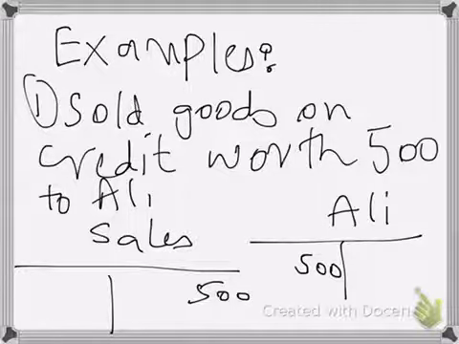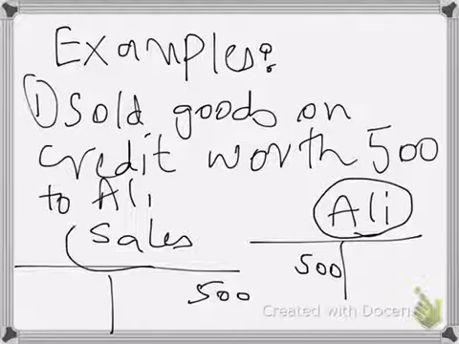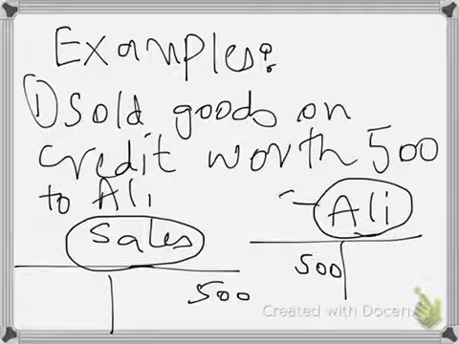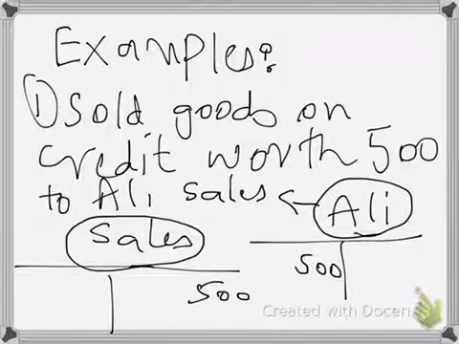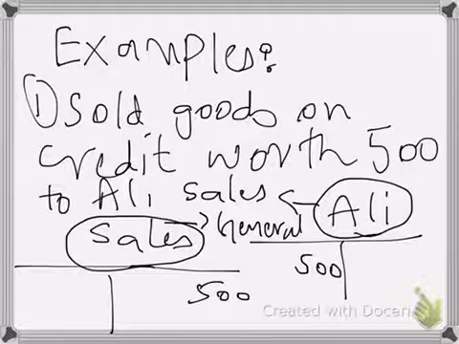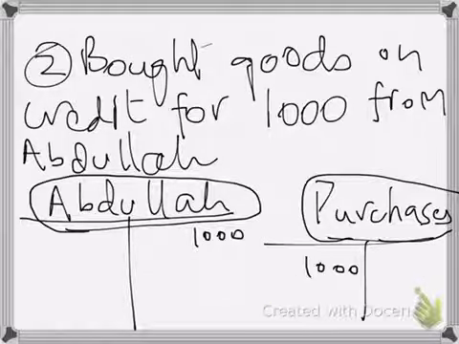Now Ali's T account, since Ali is basically a customer for us, will have to be made in which ledger? The sales ledger. Since at the start, we learned that the T accounts for customers are made in the sales ledger, and the T account for sales will be made in the general ledger. All right. So Ali is a customer. The T account for Ali will be made in the sales ledger, and the sales T account will be made in the general ledger.